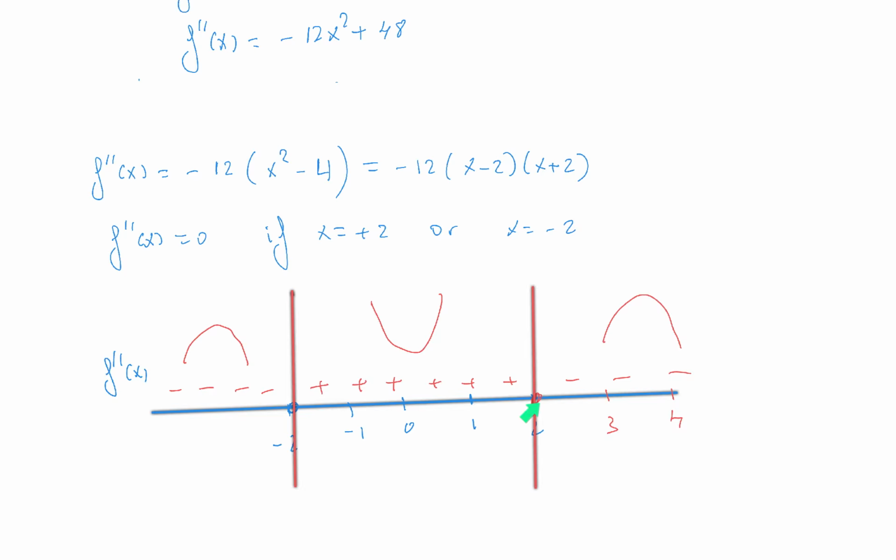At point 2, the second derivative is 0. At point minus 2, the second derivative is 0, so it is an inflection point. So these are the solutions to this problem. Let's go to the next one.